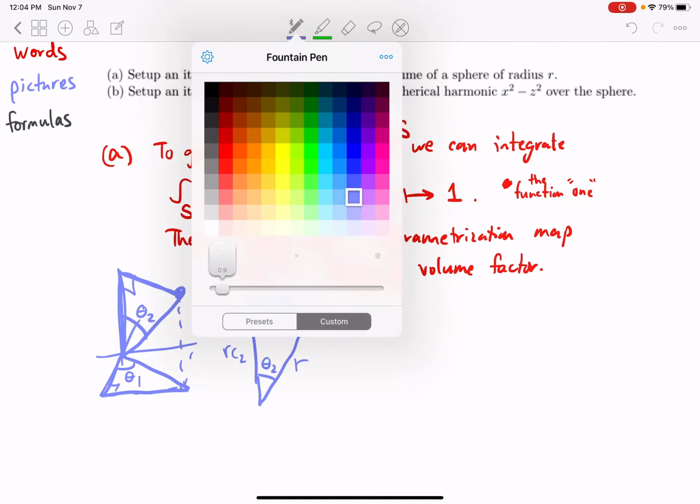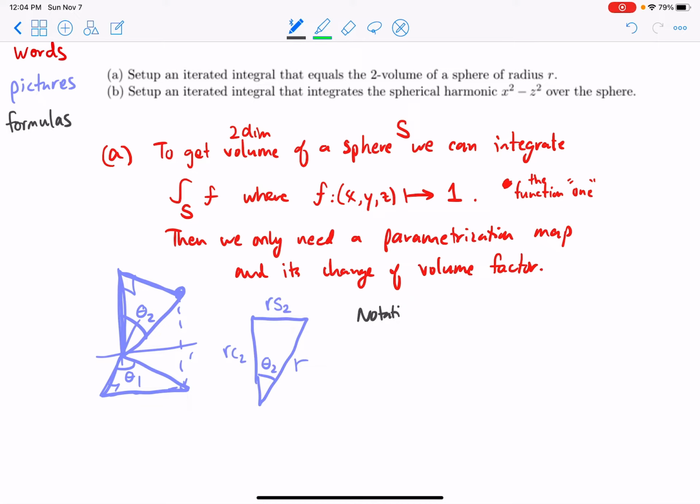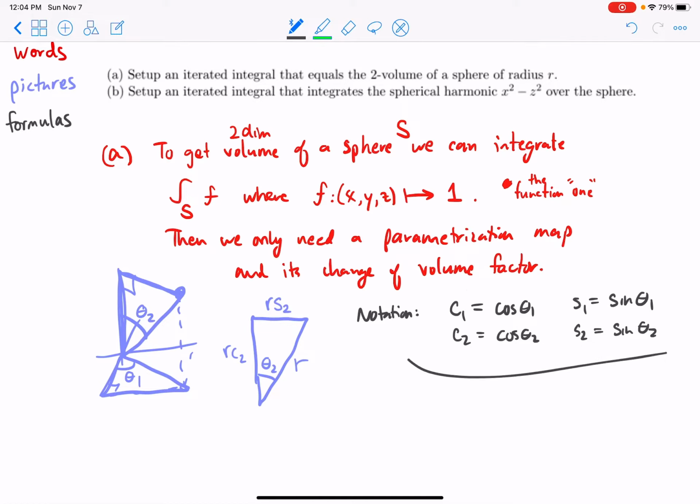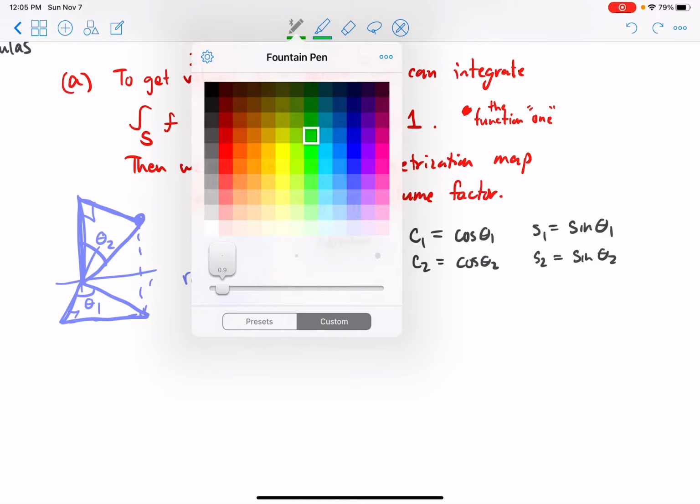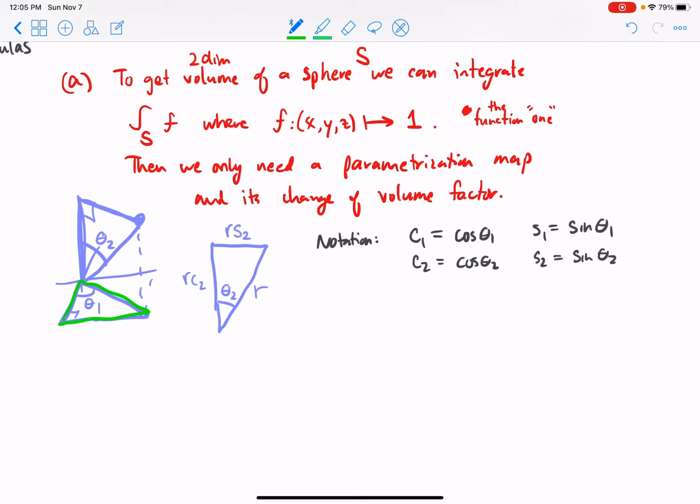And okay, so notation, this is just going to be much easier for this problem: C1 is cosine of theta 1. C2 is the cosine of theta 2. S1 is the sine of theta 1. S2 is the sine of theta 2. This will be much easier for us. Okay, let's go back to our picture. We also have this second piece down here. And this is theta 1. And now, what is this hypotenuse? Well, this hypotenuse is the same as up here. So that's r sine theta 2.